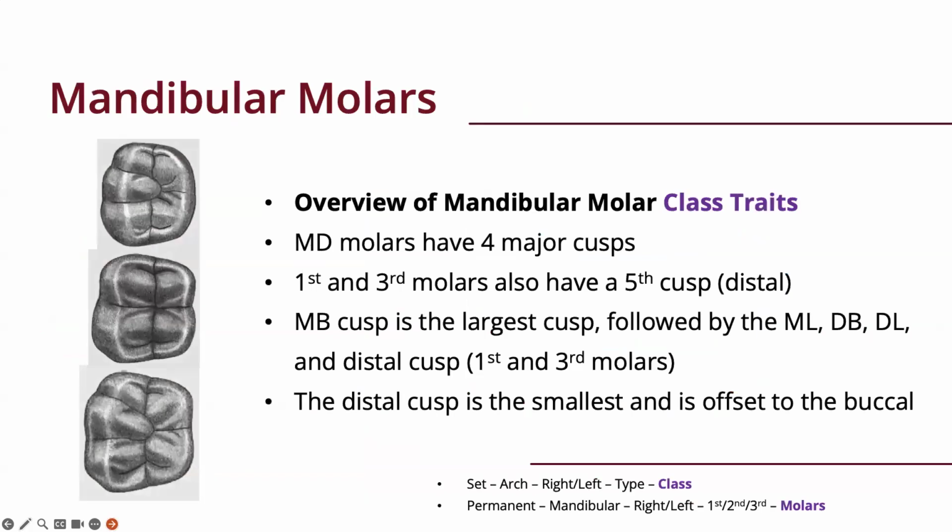This is an overview of mandibular molar class traits. The mandibular molars have 4 major cusps. The first and third molars also have a 5th cusp called the distal cusp. The mesial buccal cusp is the largest cusp, followed by the mesial lingual, distal buccal, distal lingual, and then the distal cusp on the first and third molars. The distal cusp is the smallest and is offset to the buccal side.